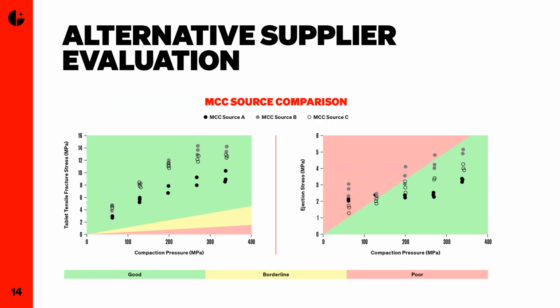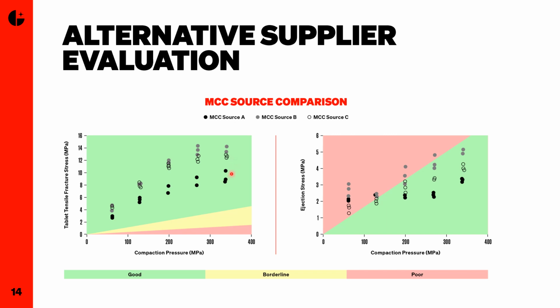The second example is an alternative supplier evaluation. So say you're using one source of MCC, but you're looking maybe to de-risk that supply or looking just for alternative options. Here again, we have the tabletability and ejection stress graph to keep things simple, to not show the full data set. Here, let's say you were working with MCC source C and you were considering sources A and B.